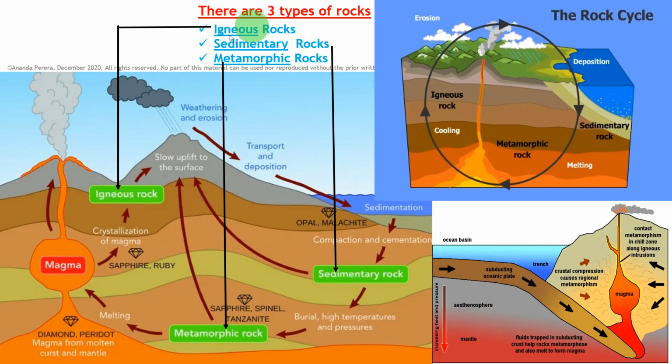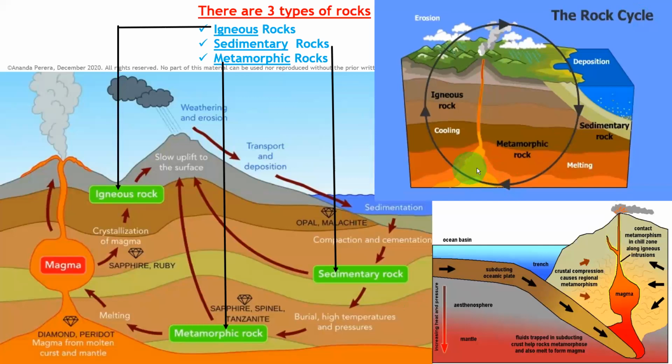The words igneous, sedimentary, metamorphic come from this diagram. This is called the rock cycle. Because of erosion, it is changing, and deposition goes to the oceans. This is the ocean. This cycle is always happening in the earth.